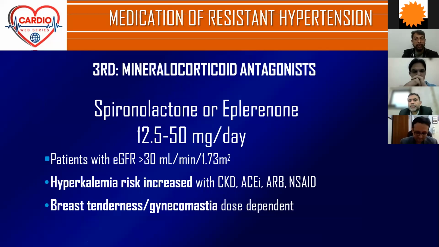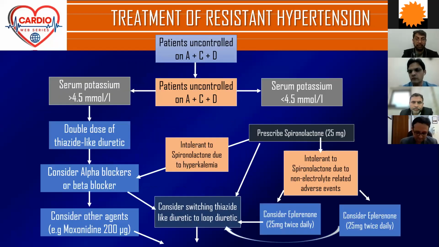The third and final step would be adding a mineralocorticoid receptor antagonist (MRA) agent. That would be spironolactone or eplerenone. You have to be careful that the patients may have hyperkalemia, especially CKD patients, or patients who are already on an ARB. And now recently with ARNI, we have seen considerable hyperkalemia when you add an MRA with that. Breast tenderness and gynecomastia are again an issue, less seen with eplerenone than with Aldactone.